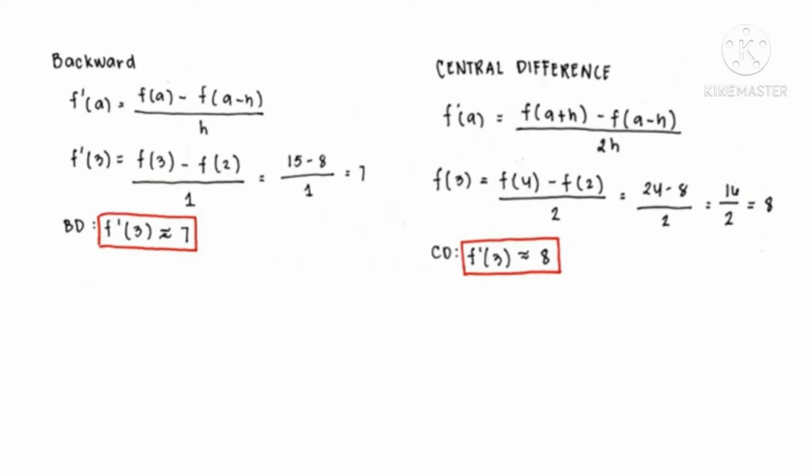So next is the central difference. f of a plus h minus f of a minus h all over 2 times h. So point of interest plus h is 4. So f of 4 is 24 and point of interest minus h is 2. So f of 2 is 8. So step size 2 times 1 is 2. So 24 minus 8 equals 16. Over 2, we have 8. So central difference is 8.